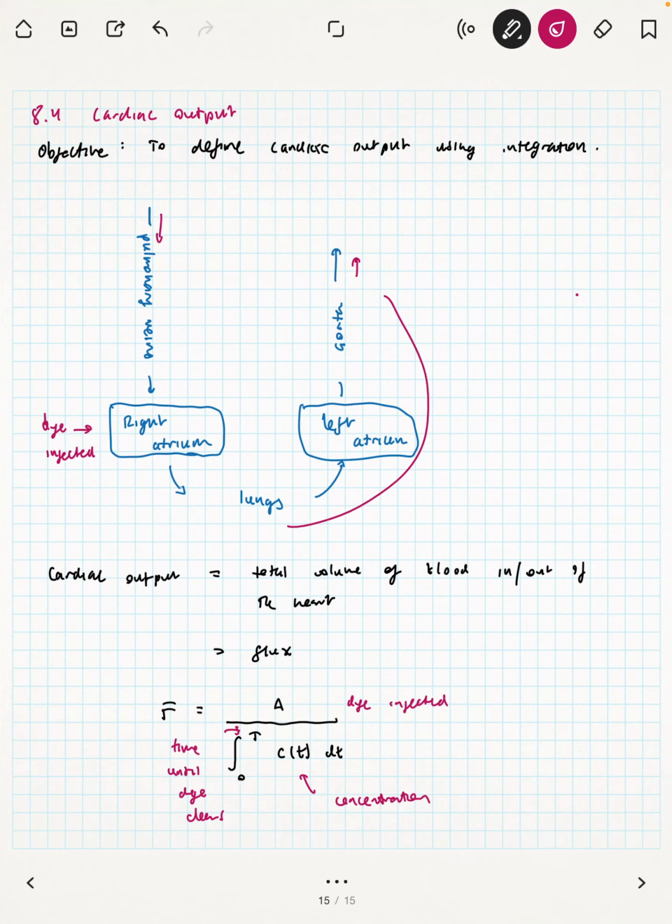The point here is that when we define cardiac output in terms of integration, we're able to use the concentration of the dye in the blood to help us figure out what the total output is. And so the missing pieces here are, of course, how much dye is ejected, the concentration function, which is a decreasing function, of course, and then the time until the dye clears, which can be measured using equipment.